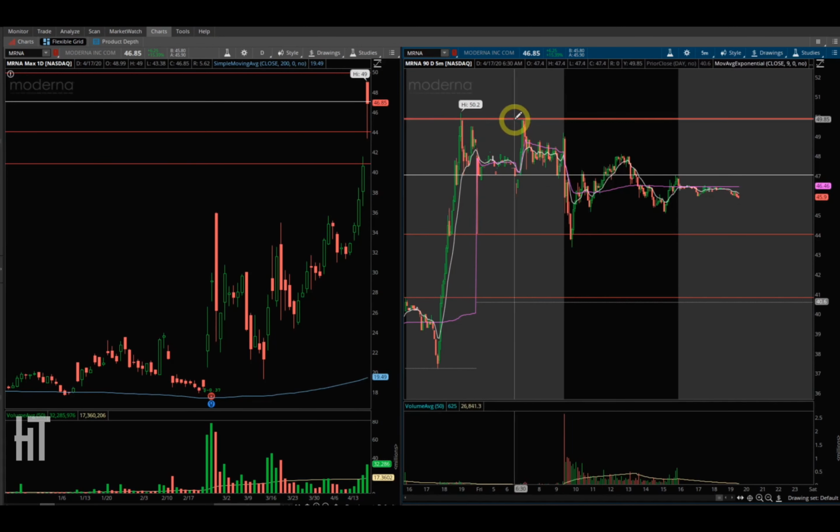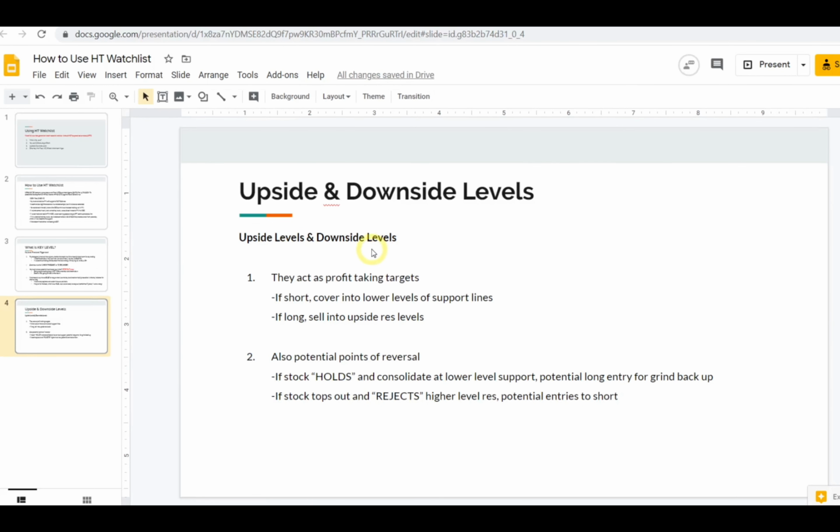Okay, so these lines, the red lines, the upside and downside levels are potential profit taking. Potential only, right? You're never going to be guaranteed to hit those levels. It would be nice if we hit 41, but we hit 44. I took some. I was hoping it would go down to 41, but we didn't. So you're never going to be guaranteed to be right all the time. You take what the market gives you.